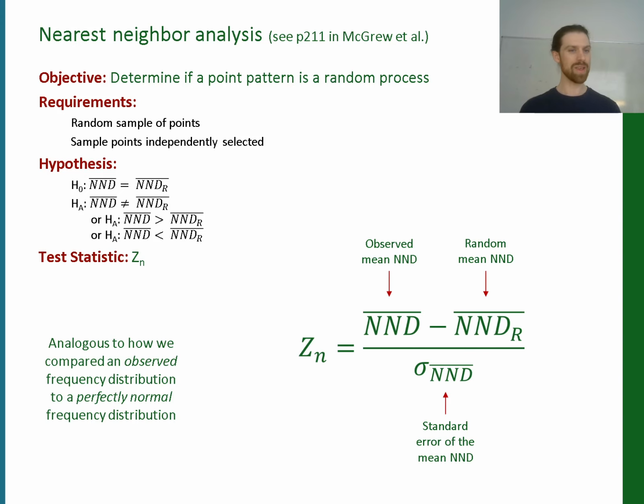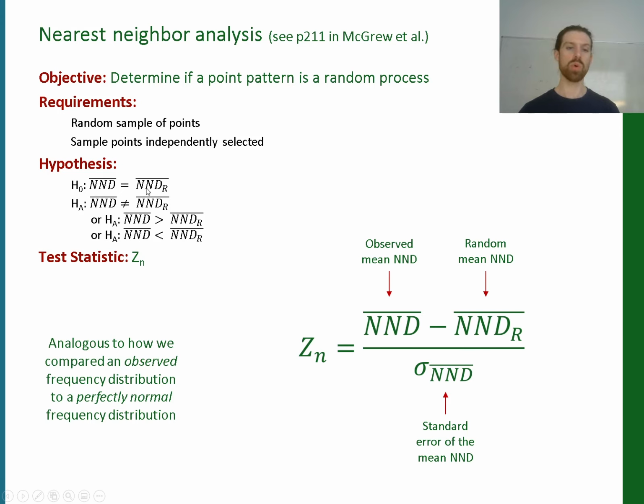Okay, so these should be relatively familiar to you. We basically need to make sure that we have random sample points. That's been fairly common across all of the different tests that we've used, and we need those points to be independently selected.